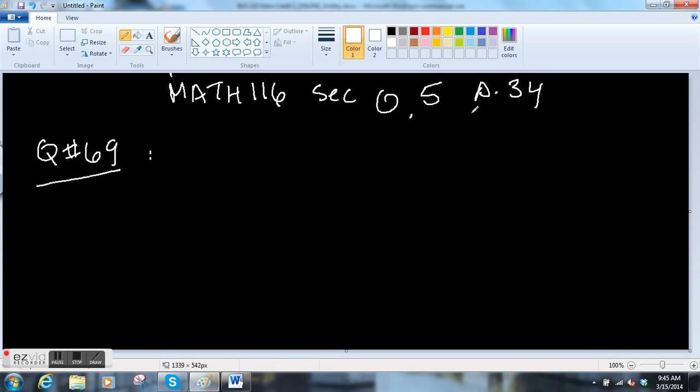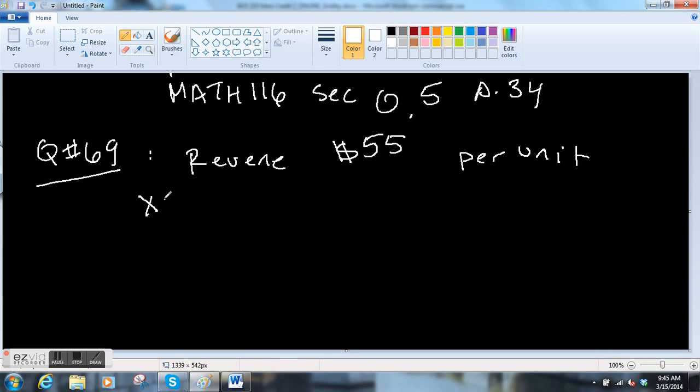The problem reads, this is the revenue question. A company sells its product for $55 per unit. I spelled revenue wrong, just deal with it. Write an expression for the amount of money received, that's the revenue, from the sale of X units of the product. So we're going to sell X units of this product, and we want to write an expression. So our revenue is going to be equal to what? Well, we get $55 for each one, so it's going to be $55 times X.